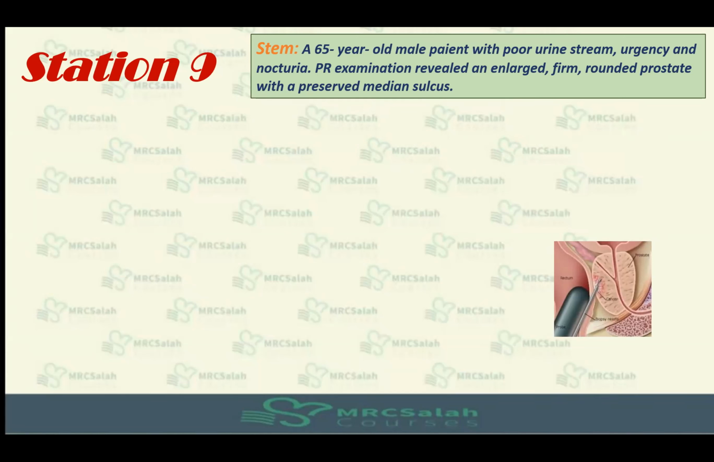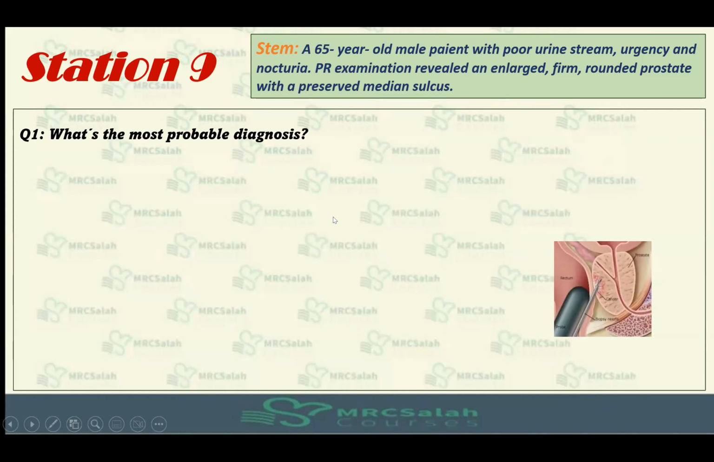Okay, so now we have a 65-year-old male patient with poor urine stream, urgency, and nocturia. PR examination revealed an enlarged, firm, rounded prostate with a preserved median sulcus. Nidal, answer. What is the most probable diagnosis? Most probable diagnosis could be benign prostatic hyperplasia.